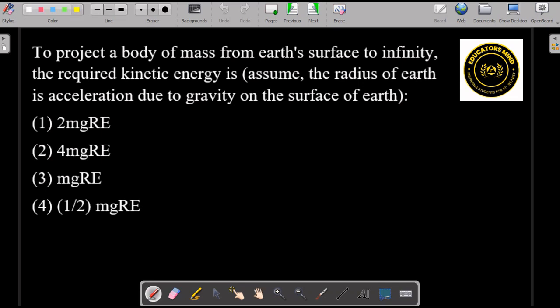To project a body of mass m from Earth's surface to infinity, the required kinetic energy is. Okay, so required kinetic energy you are throwing. So we can throw with any speed, but this is the minimum speed that we should target to throw it, right? That is the escape speed that already we know. Escape speed formula: root under 2gR. Correct?